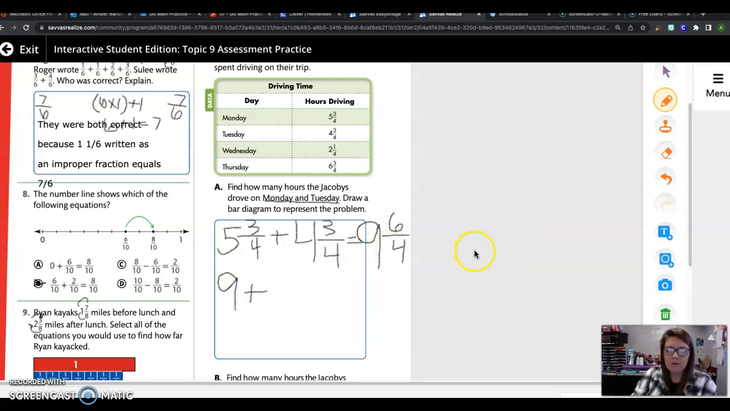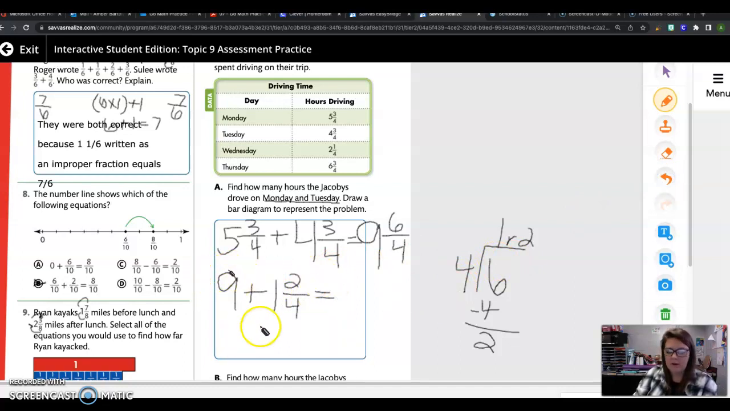Now remember, to rewrite an improper fraction as a mixed number, we divide. We do 6 divided by 4. 4 will go into 6 one time, okay? And I will have a remainder of 2. Now, when I rewrite this, the whole number is my quotient, my numerator is the remainder, and my denominator stays the same. Now we can add these together.